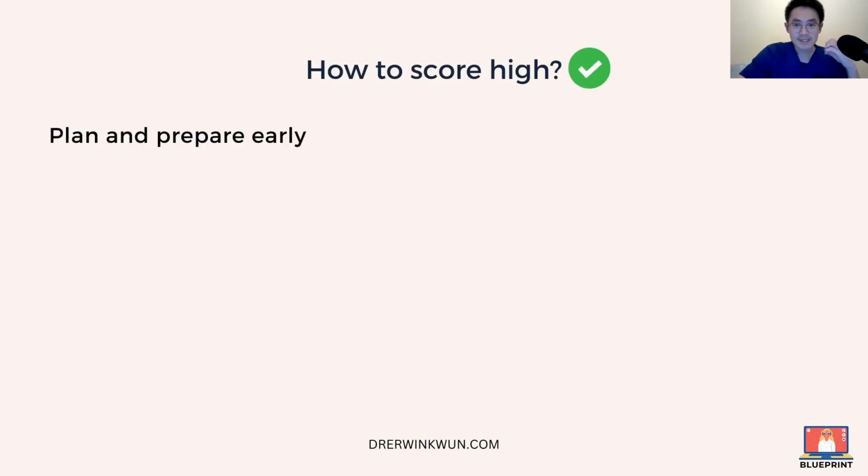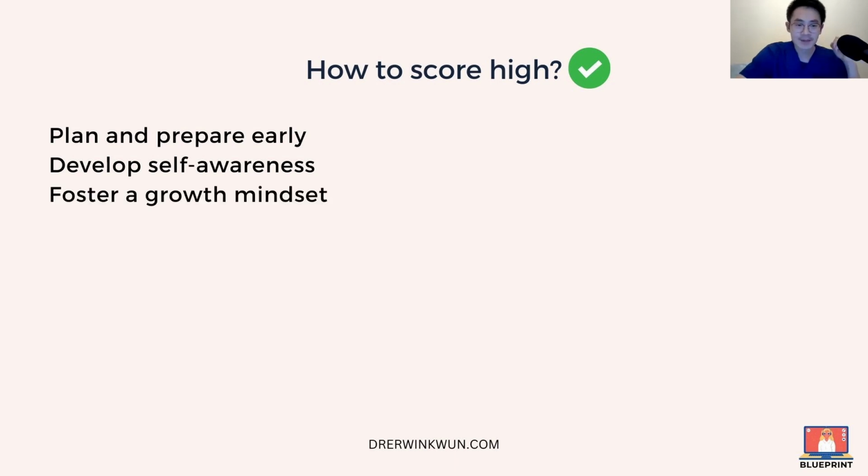So let's take a look at what high performers do to score well in the exam. They plan early. They make sure that they take the exam seriously, and they give themselves time to plan and prepare early on so that they are not rushing their preparation. They develop self-awareness. They're aware that they are not everything that they know, so they're aware that they might need help. They also foster a growth mindset. This is where they're always learning from other people's experience, learning from other mistakes so that they don't make the same mistake. And that can save them a lot of time and energy.